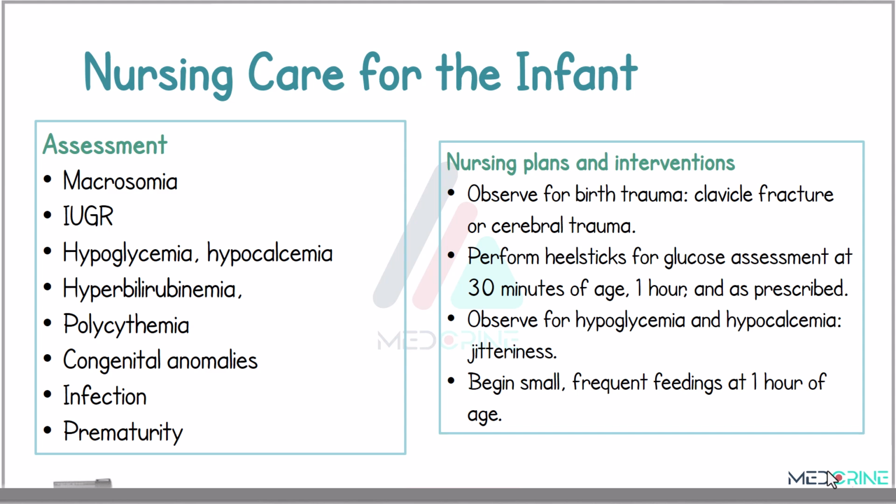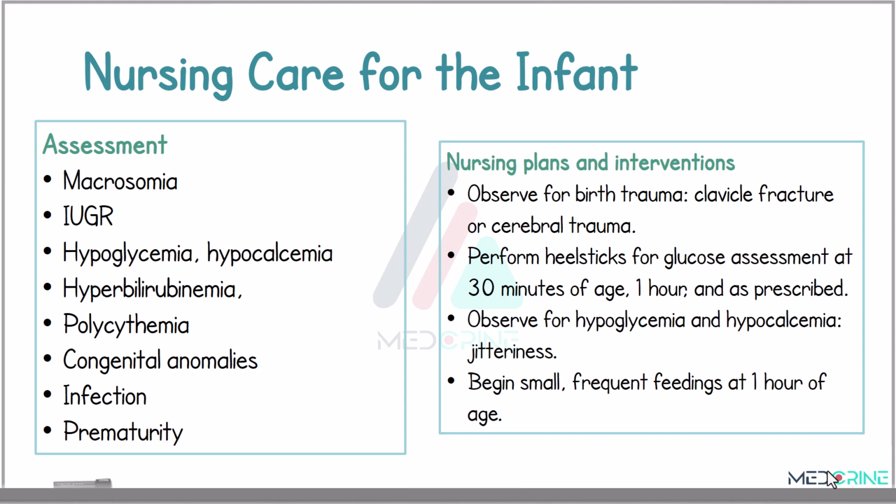To the infant, we need to assess for macrosomia, intrauterine growth restriction, hypoglycemia, hyperbilirubinemia, jaundice, polycythemia, any congenital anomalies, assess for infection, and features of prematurity.